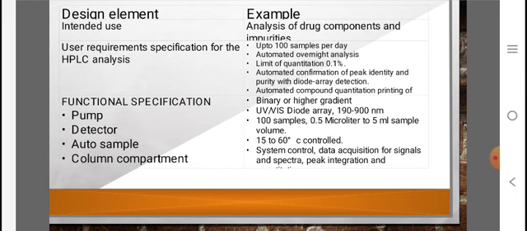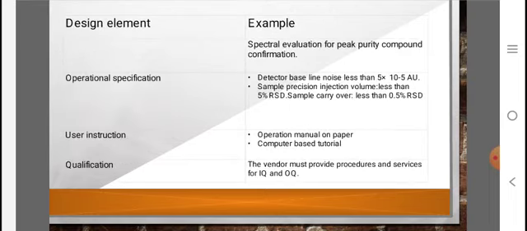In this example it is a binary or higher gradient, UV or visible diode array 190 to 900 nanometers, 100 samples, 0.5 microliter to 5 ml sample volume, 15 to 60 degrees controlled. System control, data acquisition for signals and spectra, peak integration and other components.